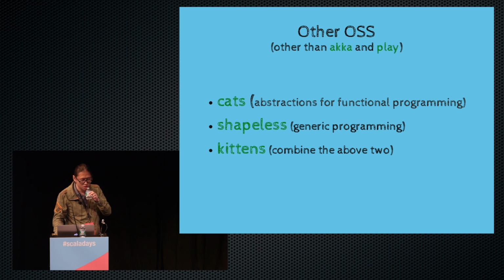Other than Akka and Play, we used cats, shapeless, and kittens for our project. I don't think I need to introduce them here, except kittens, which is relatively new. It is basically a small library right now, combining generic programming and functional programming together. So it's pretty awesome.